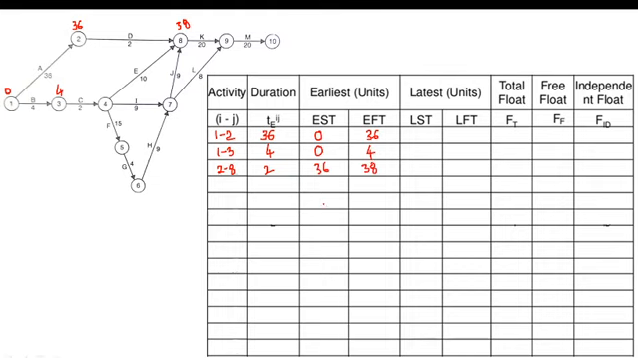The next activity after 2 to 8 is 3 to 4. Let us consider activity 3 to 4. First of all, write the duration of activity 3 to 4, which is 2. What is the earliest start time? Look at the figure, 4 is the earliest start time. Now 4 plus 2 is 6. Write 6 over here, 4 and 6.